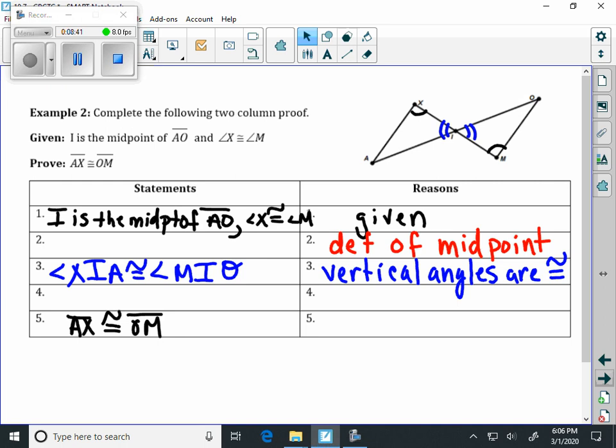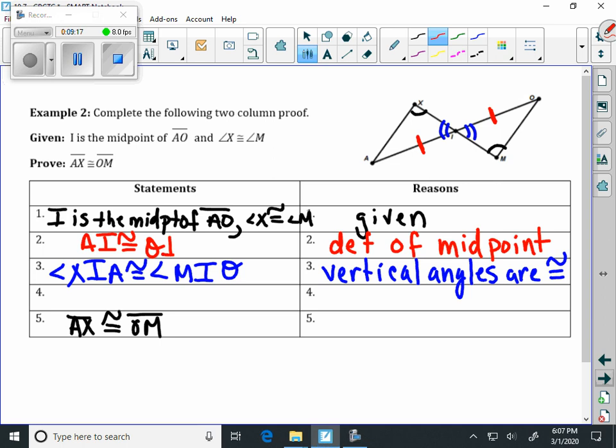It might have been better if we filled in the statement with the definition of midpoint first. But it says I is the midpoint of AO. Well, what that means for us then is that this length is going to be the same as this length, because I is in the middle of the segment AO. So what we can say in this particular case is that AI is congruent to OI. And again, that's our definition of midpoint.